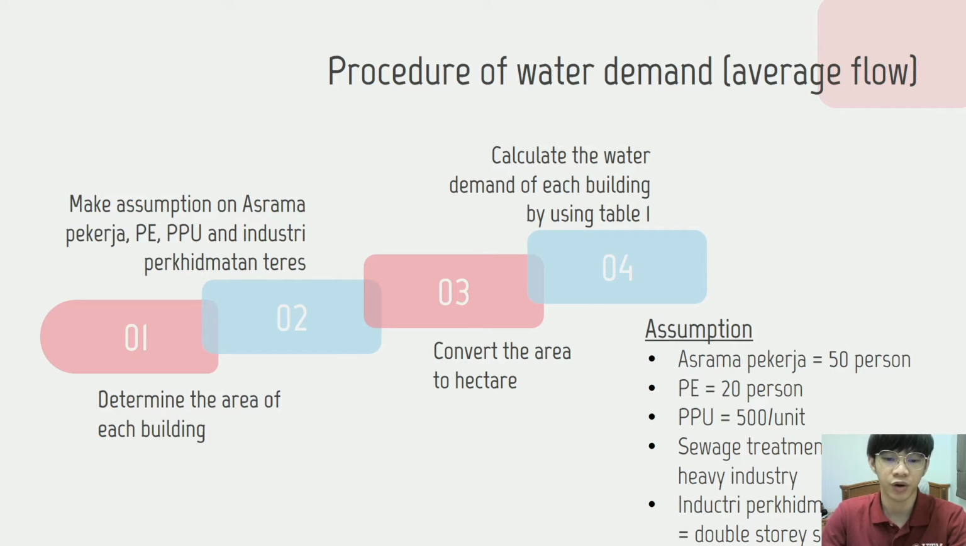First, we determine the area of each building by using the function in AutoCAD. Then, we make assumptions on asrama pekerja, PE, PPU, and industri perkhidmatan teras for their water demand with reasonable value. The assumption value for each building is stated at the below right corner of this slide. After that, we convert the area found from AutoCAD into hectare. This is because the average daily water demand estimated from the table of previous slide is in unit hectare. Lastly, we calculate the water demand of each building by using table 1 in Excel sheet.